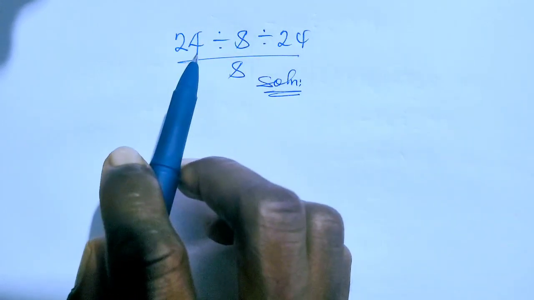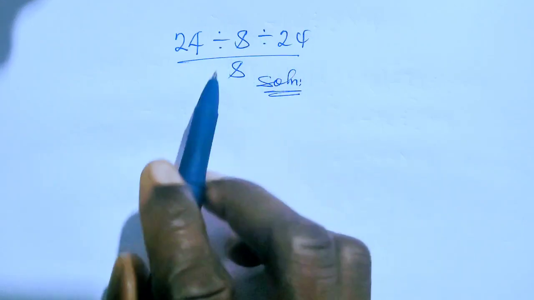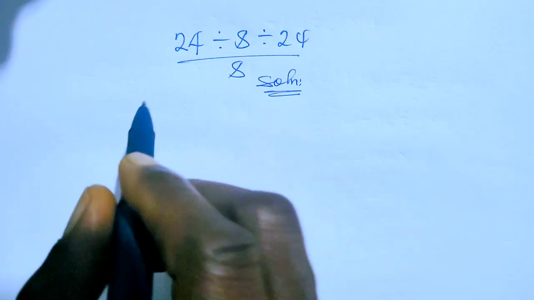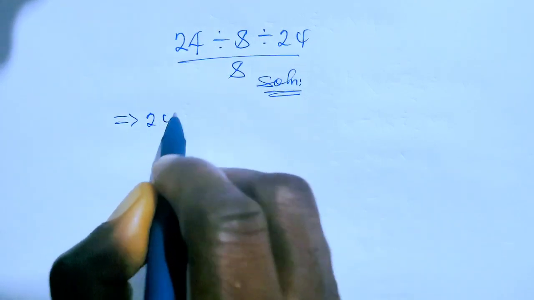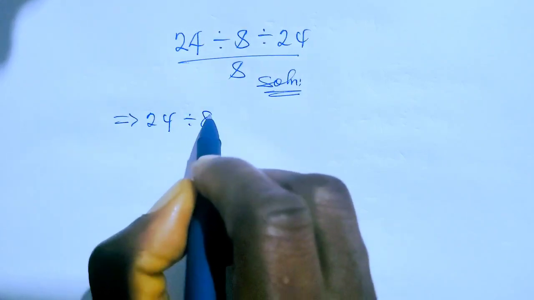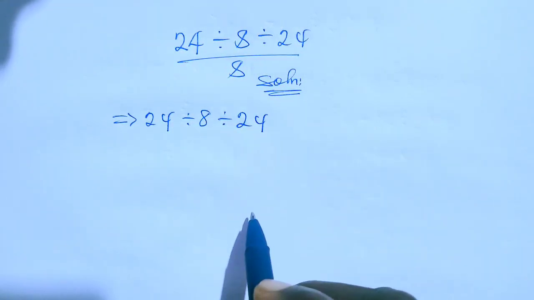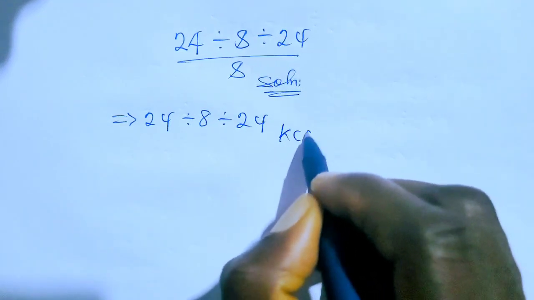Now, we are going to simplify the numerator separately. Then later, we divide the result here by 8. Now, let's consider the numerator. We have 24 divided by 8 divided by 24. Right here, we are going to apply KCF.